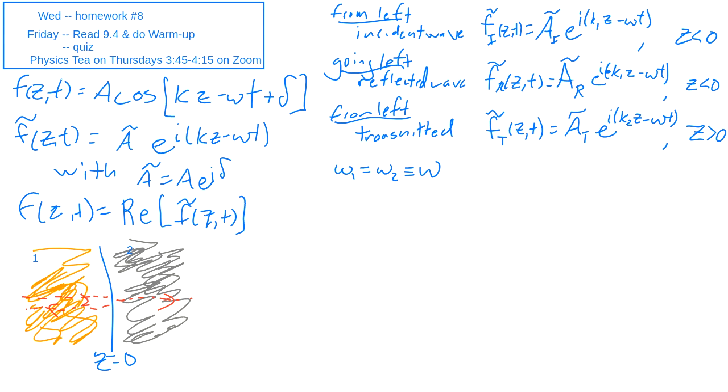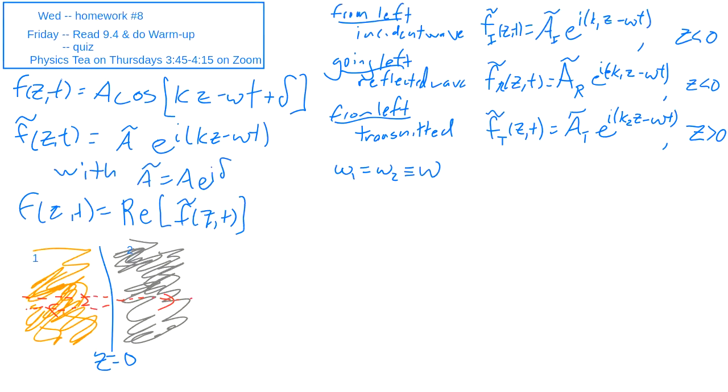Again, if you were to imagine a piece of string or something like that, how does the wave travel down the string? Well, as one piece goes up and down, that makes the piece next to it go up and down, which makes the piece next to it go up and down, et cetera, even on that boundary. And so they all have to be going up and down with the same frequency. So then the waves have different speeds in there.